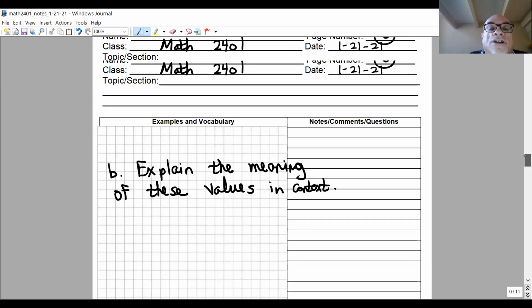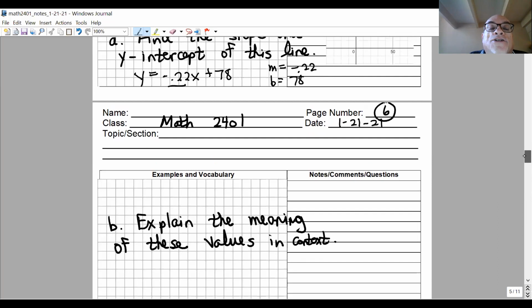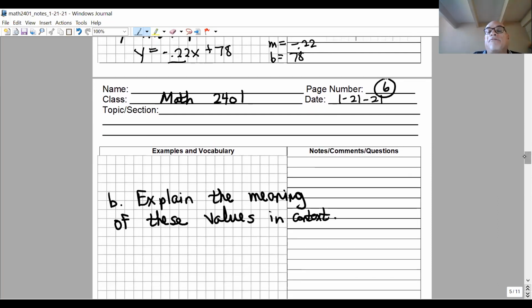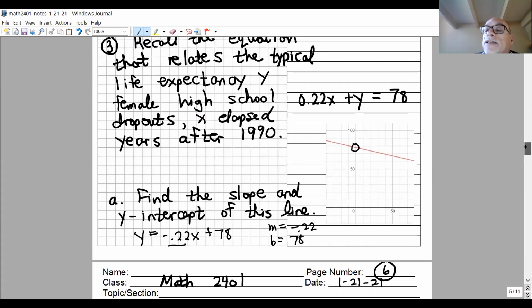Here's the hard question. I want to explain the meaning of these values in context. In other words, I want to interpret the meaning of the slope in context, and I want to interpret the meaning of the y-intercept in context. Well, let's start with the y-intercept first, because that is simple. What is the y-intercept telling me?